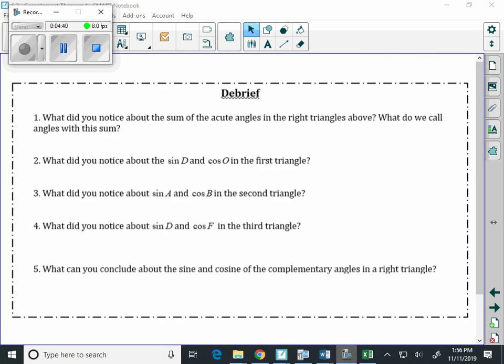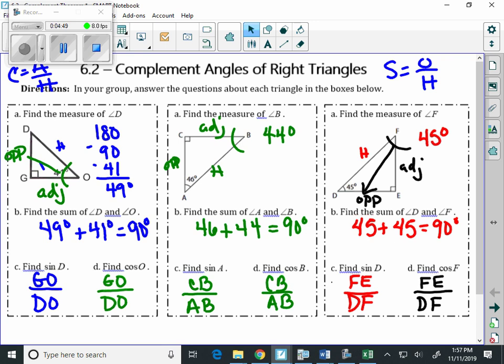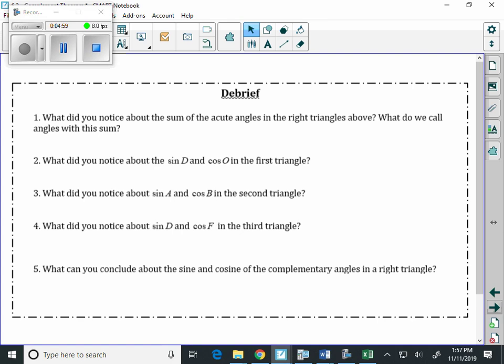What did you notice about the sum of the acute angles in the right triangles above? If we go back to our chart and look at the sum, it says find the sum of angle D and angle O, the sum of angle A and angle B, and the sum of angle D and angle F. What you probably notice is that all three of them added to be 90.